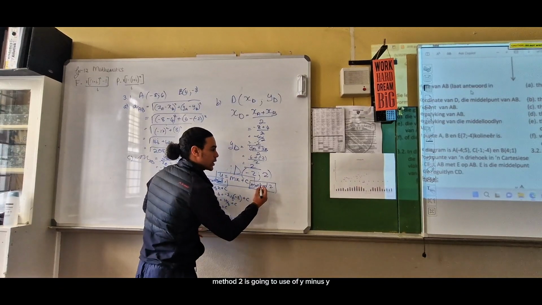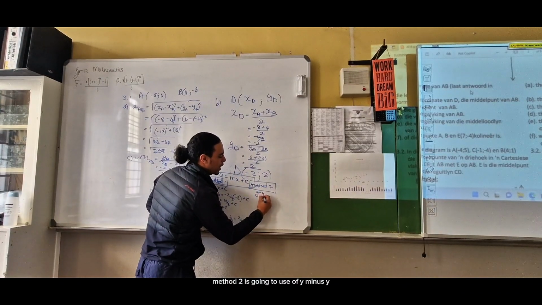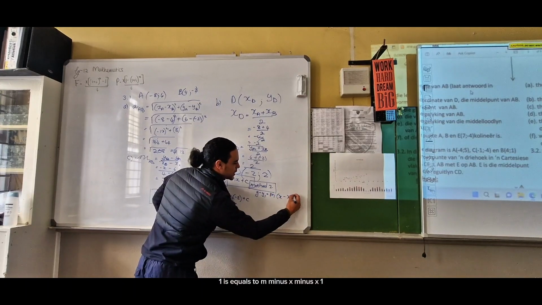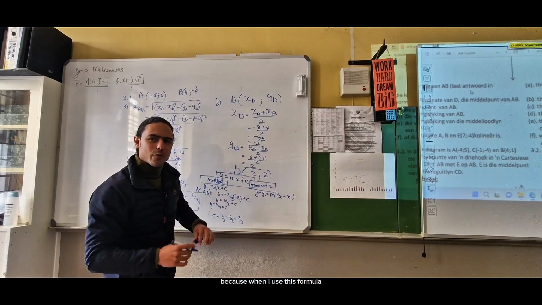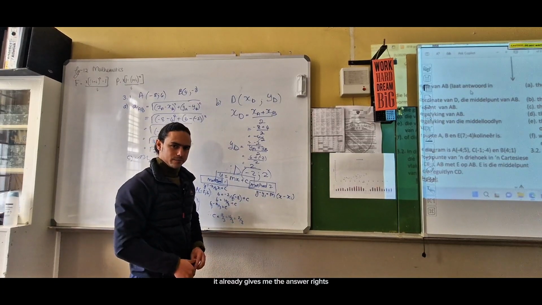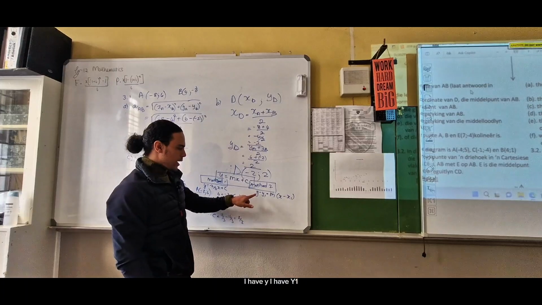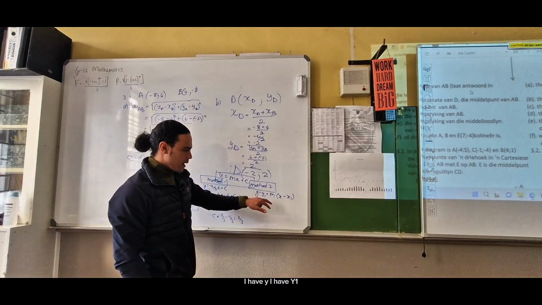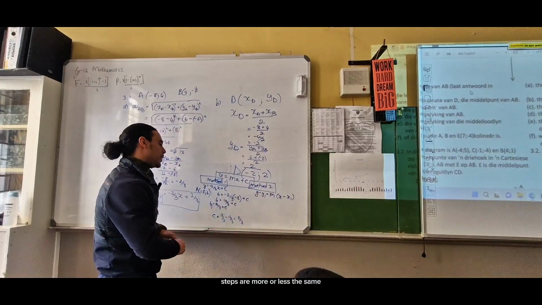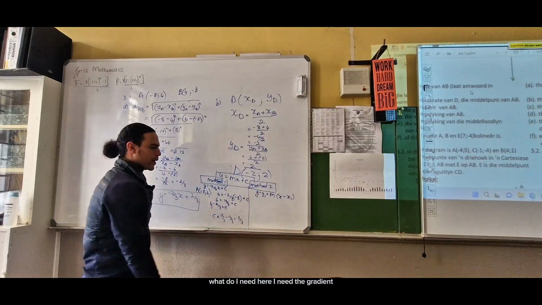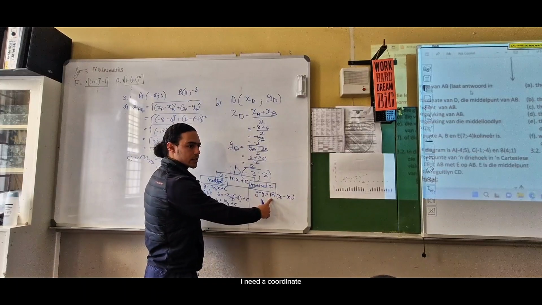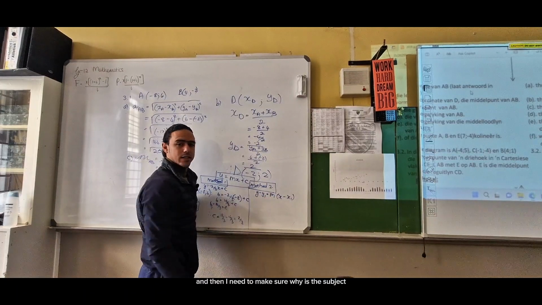Method 2 is going to use y minus y1 is equal to m times x minus x1. Now I like this formula because when I use it, it already gives me the answer. If I look at this formula, I have y, I have y1, and the gradient, and I have x and x1. Steps are more or less the same. What do I need here? I need the gradient, I need a coordinate, and then I need to make sure y is the subject.